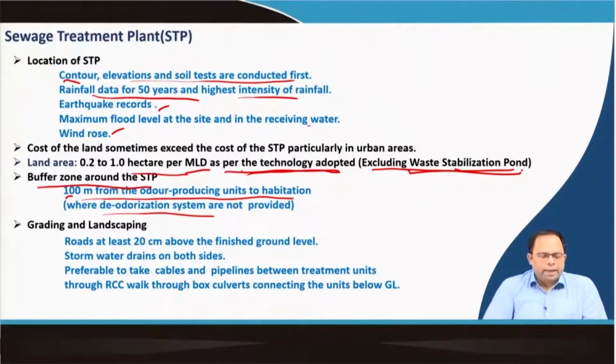In a sewage treatment plant, we will find that proper grading and landscaping has to be done, and roads have to be at least 20 centimeters above the finished ground level. Stormwater drains have to be there on both sides, so that we prevent flooding in this particular area. Then it is preferable to take cables and pipelines between the treatment units underground, through RCC walk-through box culverts connecting the units below ground level. So, that is how we should connect the different units, right.